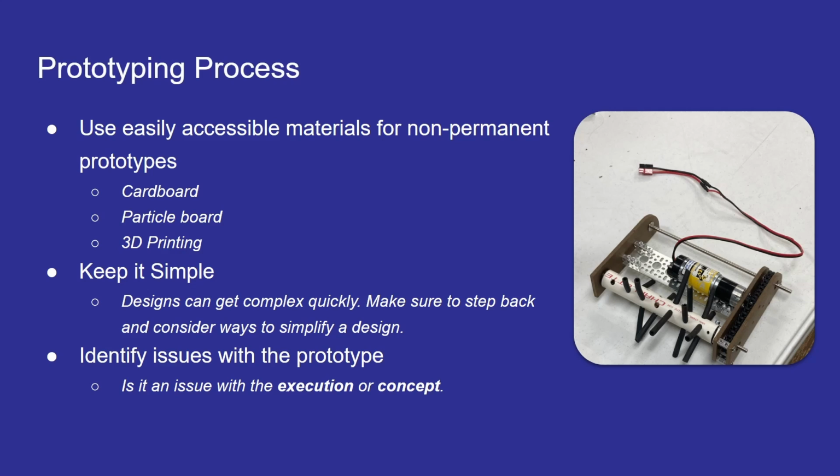An important thing to keep in mind when prototyping is to keep it simple. It's really, really easy to go overboard with the design, to have like 5 different moving components to make something work, or to design it in a way that's really complicated and hard to disassemble and hard to modify. So it can be a good idea to just step back every once in a while and look at your design objectively and say, okay, this is getting too complicated. How can I modify it to be simpler? How can I change my approach to not be as complex?